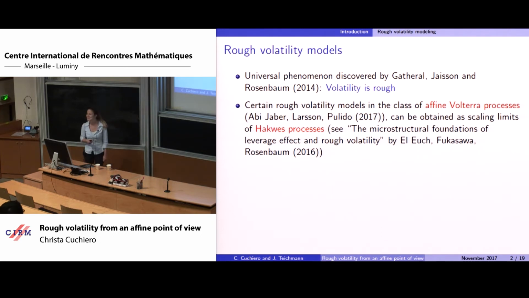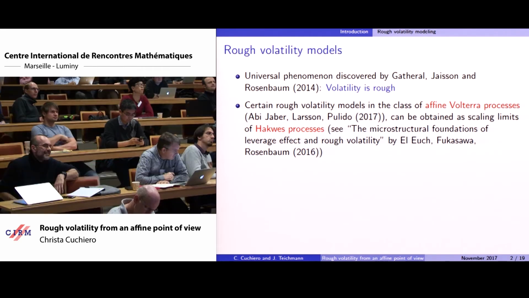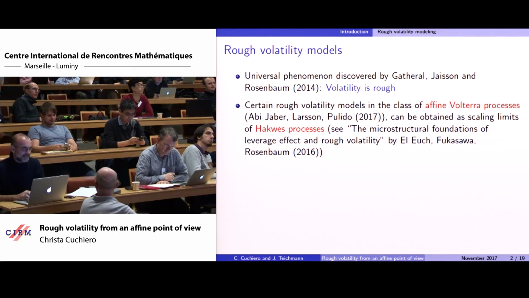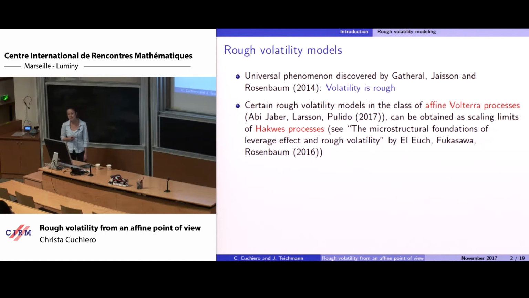The first slide is more or less the same. So it's rough volatility modeling. We learned in the morning that volatility is rough, and so this is our inspiration. And also these affine Volterra processes that Martin just presented, which can be obtained as scaling limits of Hawkes processes.